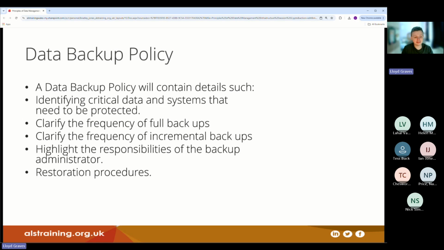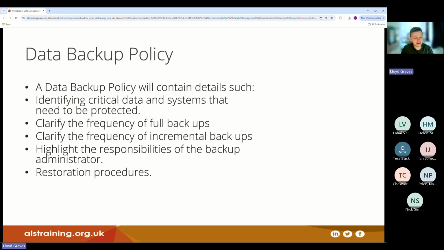So that's it. They'll clarify what data needs to be protected, what type of backup will take place. Is it going to be a full backup? Is it going to be a partial backup, incremental backups, these different things? How often does data need to be backed up? Is it like a once a day thing? Is it as and when things change?